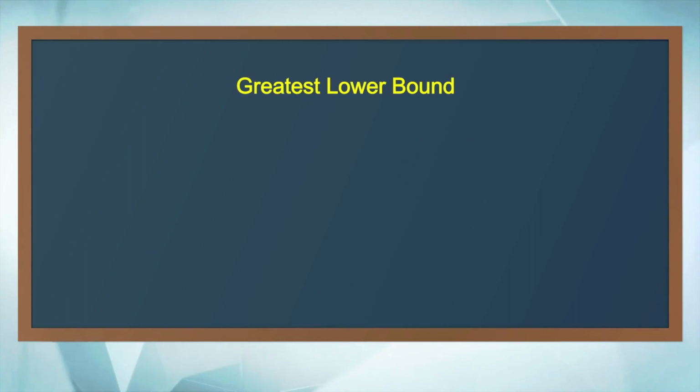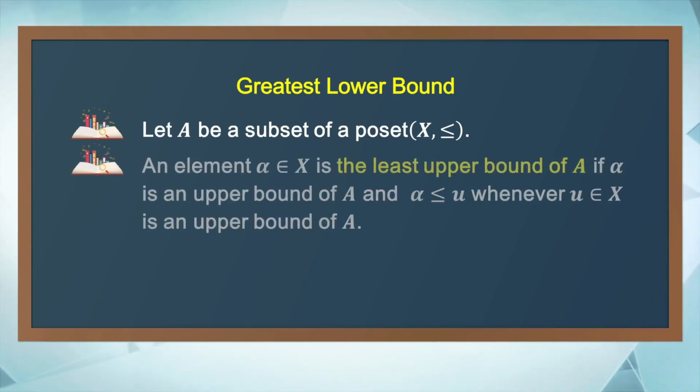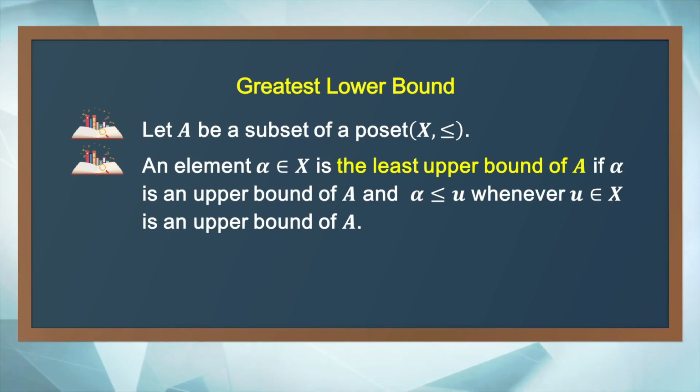Next, definitions of supremum and infimum. Let A be a subset of a poset. Element alpha is called the least upper bound of A if alpha is an upper bound of A that is less than any other upper bound of A. An element alpha is the least upper bound of A if alpha is an upper bound of A and alpha is less than or equal to U whenever U is an upper bound of A.